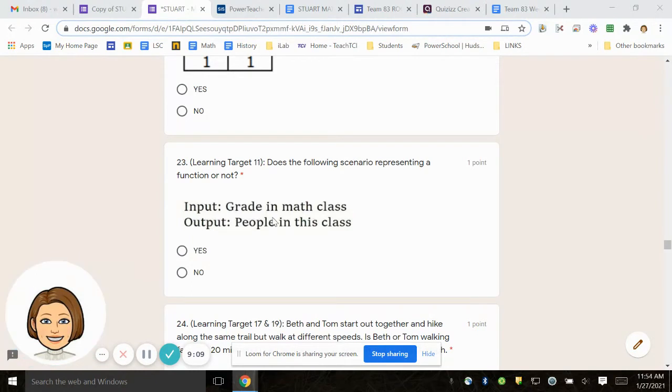The input, a grade in math class. The output, people in this class. Is it a function or not a function?